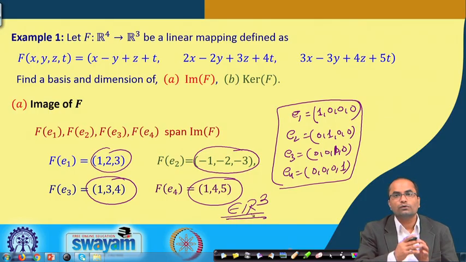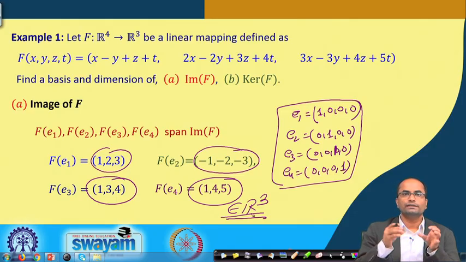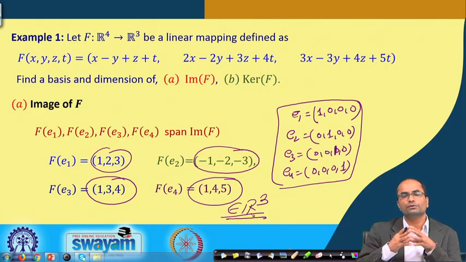And we know now with the theorem we have studied already that these vectors will span the image of f, and what we want to find out?